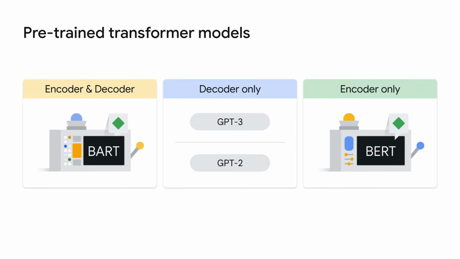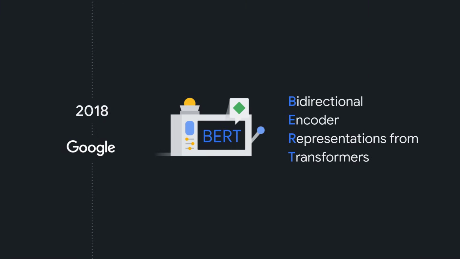Some use both the encoder and the decoder component from the original architecture. Some use only the encoder, and some use only the decoder. A popular encoder-only architecture is BERT. BERT is one of the trained transformer models. BERT stands for Bidirectional Encoder Representations from Transformers and was developed by Google in 2018.